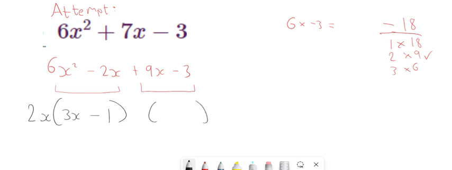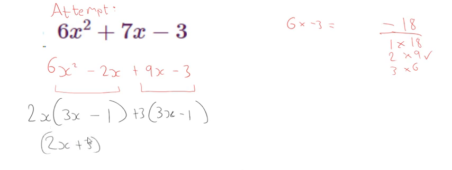Then for the second one, what divides into 9x and 3? I can take out 3, and then I'm left with 3x minus 1 inside. Notice you should always get the same thing in both brackets there if you've done it correctly. Then the final answer is 2x plus 3 and 3x minus 1. And that's it.